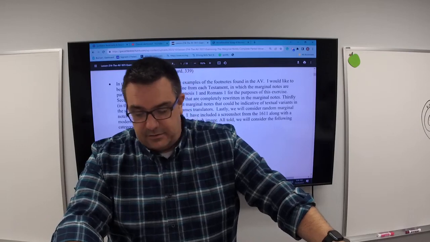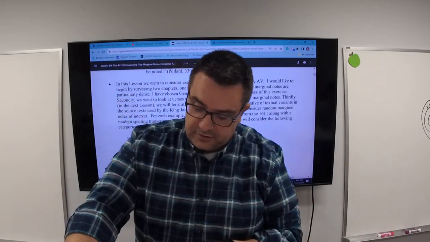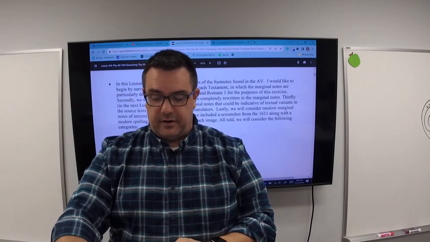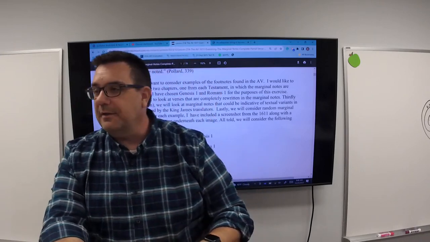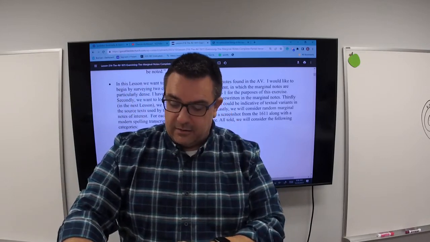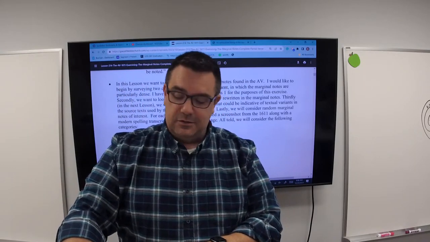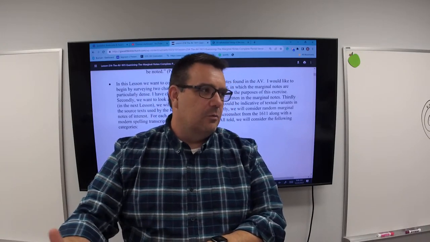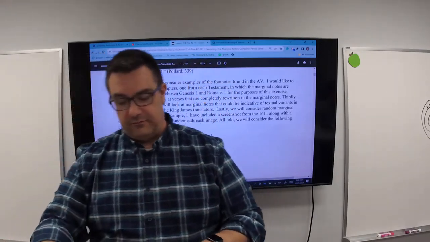Thirdly, in the next lesson, so that'll be in lesson 215, we want to look at marginal notes that could be indicative of textual variance in the source text used by the King James Version translators. And lastly, we'll consider random marginal notes of interest. So we're going to look at unicorns, behemoth, leviathan. We're going to look at Lucifer in Isaiah chapter 14, verse 12.